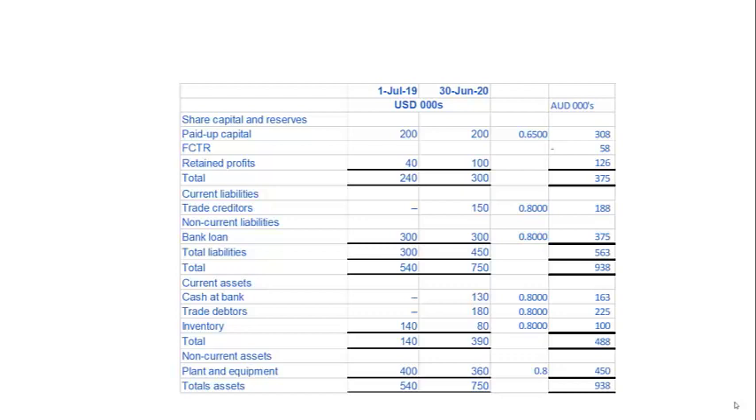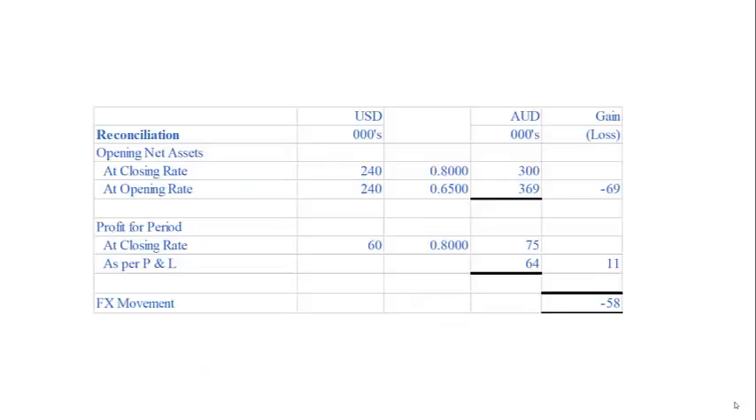How's that foreign currency translation loss been calculated? Well, we can see here how it's been calculated. It's not just a balancing item. You can see that there are two potential sources of exchange differences on translation. The first relates to the result of converting the opening net assets at the opening rate at the beginning of the year and at the closing rate at the end of the year. And you can see the result there was to realize a loss of $69,000.